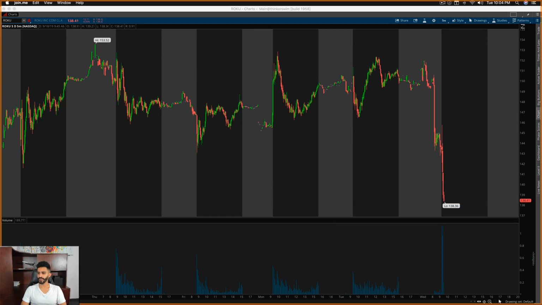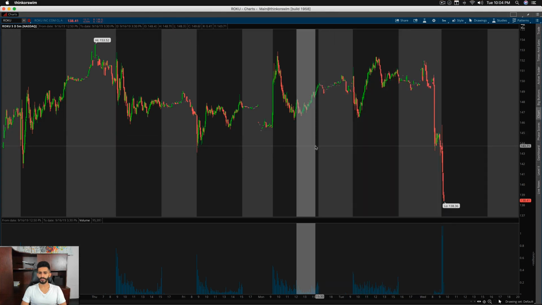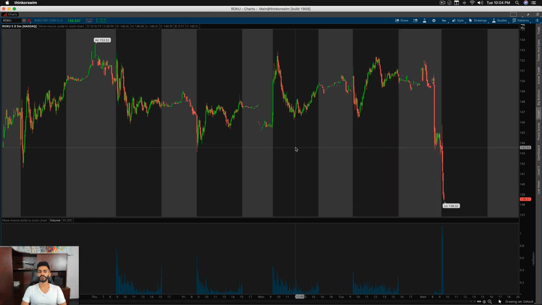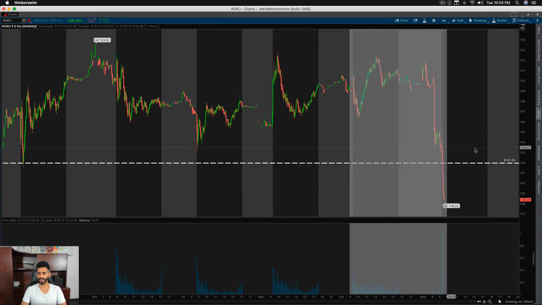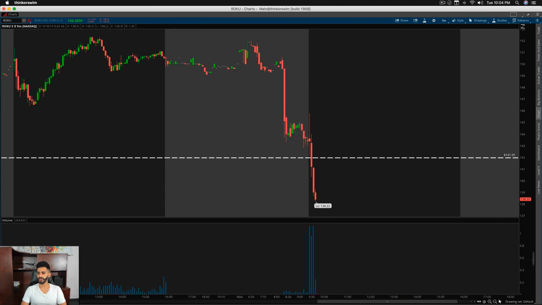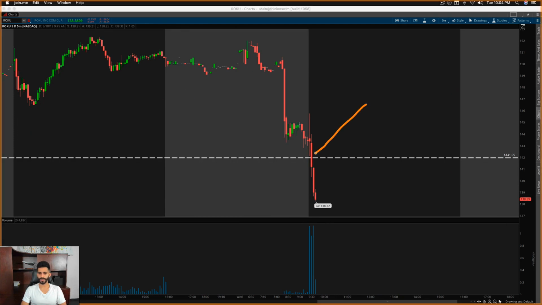So now, when we look at this Roku chart, right off the bat, this is how most people go about it. They go about the chart. They go, all right, I have a support level here. This is the lowest point the stock's been at. All right, let me short this stock because it broke that point.